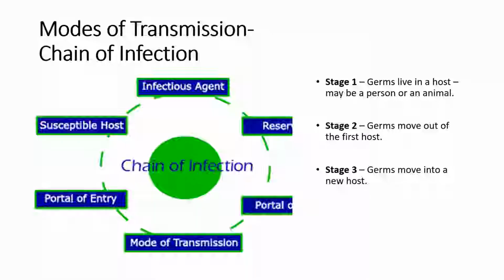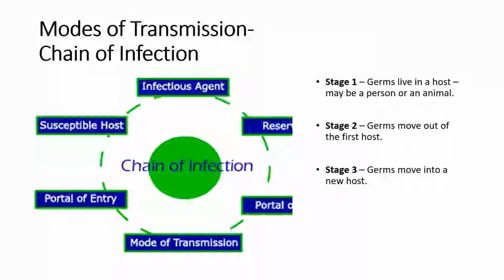And how are these germs transmitted from one body to another? The term is modes of transmission, or chain of infection. Modes of transmission are the ways that germs are spread from one host to another. And what is a host? A host is an animal, plant, or person that has an infection. Infections happen when germs get into the body and cause problems.